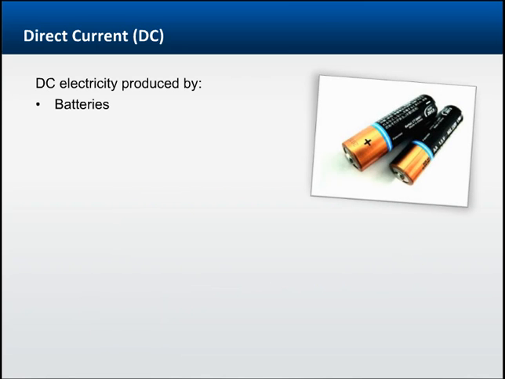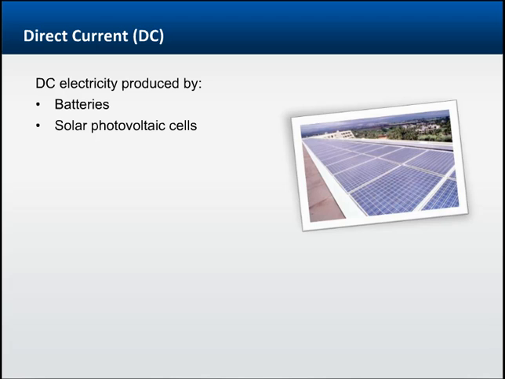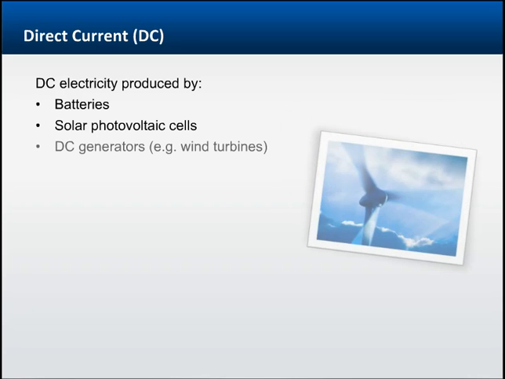DC electricity can be produced by a number of different devices. These include batteries, which are probably the most familiar source of DC energy, solar photovoltaic cells, and DC generators, such as those used in wind turbines and other small renewables projects.